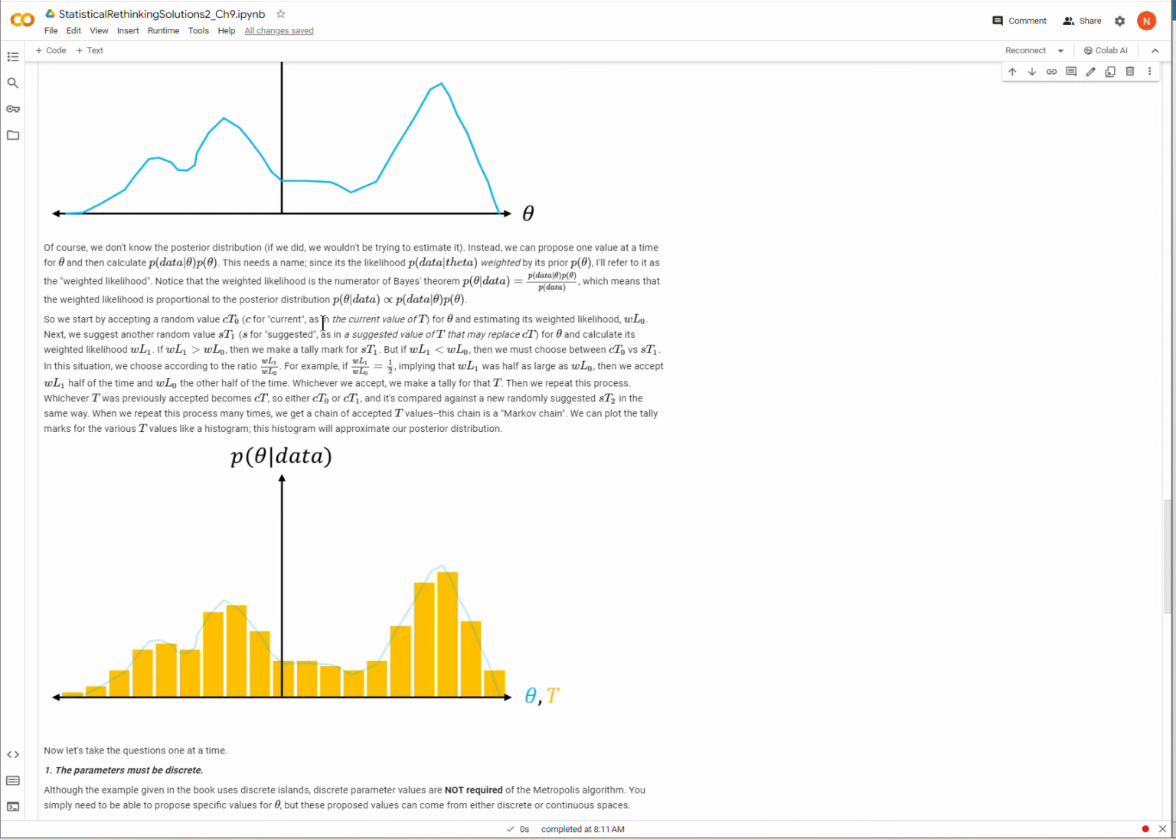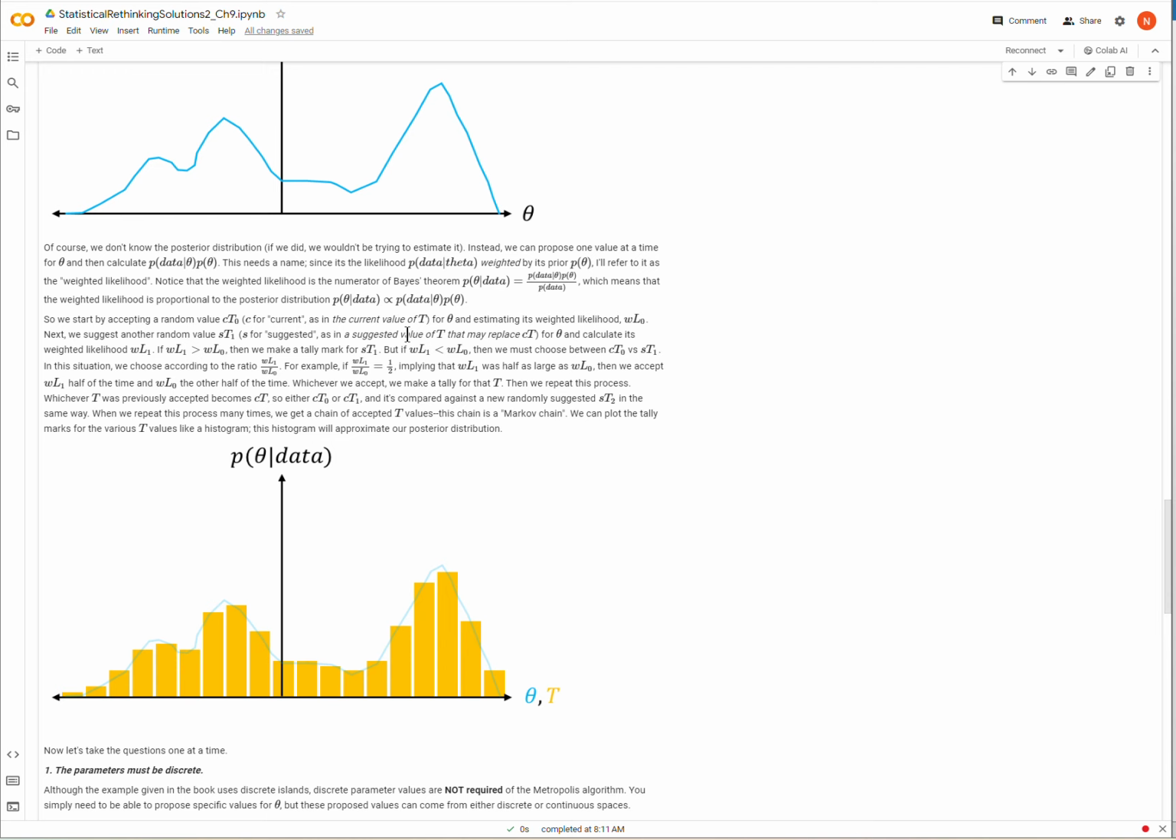Okay? But it could be that the weighted likelihood of the proposed theta value is smaller than the current one. Now, in this case, we don't automatically accept or reject the new suggested one, okay? But instead, we accept the new one with the probability of the ratio of their weighted likelihoods. Okay, so I apologize for speaking through this. I hope that you go to the Colab sheet and actually read this to make more sense. Hopefully I'm just kind of walking through what you could be reading.